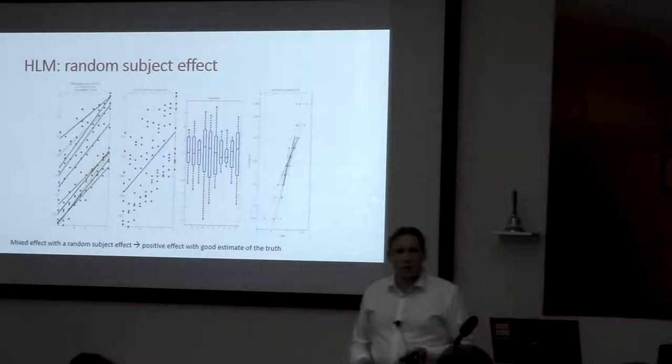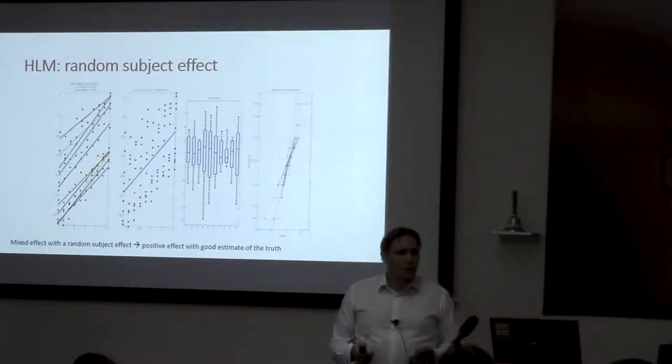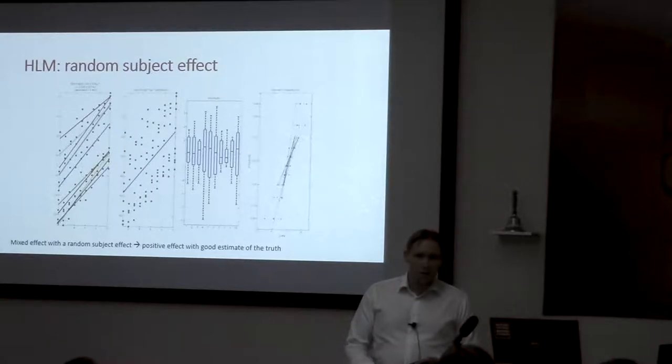Because that line reflects much better what's going on across subjects. So it's just as simple as that, right? Instead of averaging with a constant across subjects, we just do a simple regression per subject and average the regression coefficient.